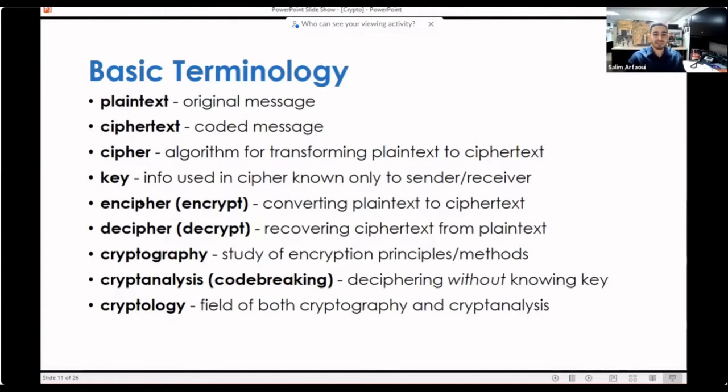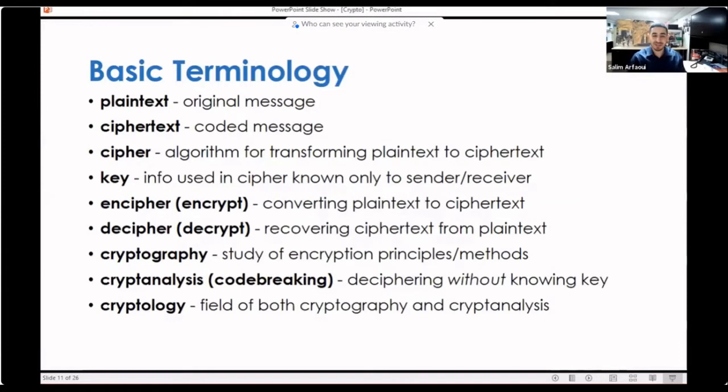And the word encipher here is nothing but the meaning of encrypt, right? To encipher is to encrypt, meaning converting plain text to ciphertext. Decipher is to decrypt, that is converting ciphertext to plain text. Cryptography, what we're studying, is the study of encryption principles, methods, techniques, and goals.